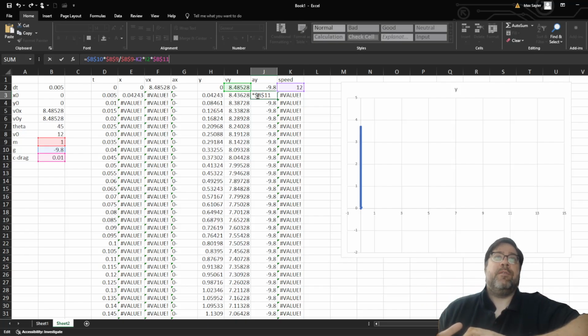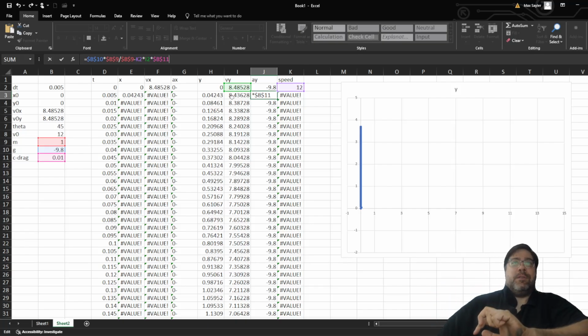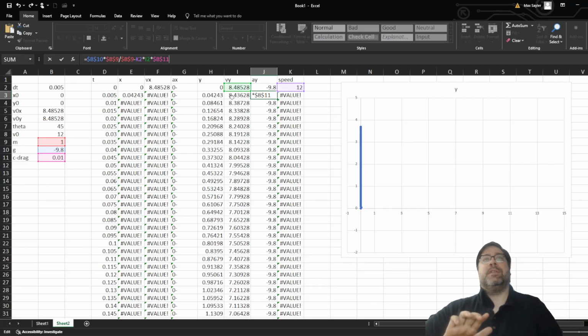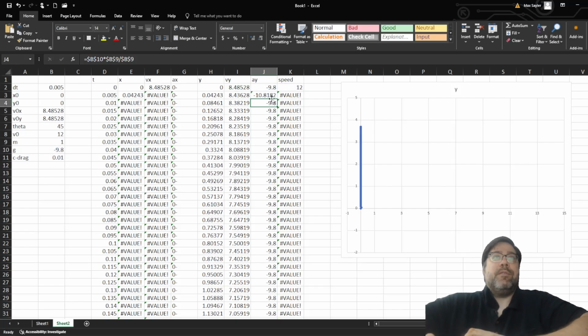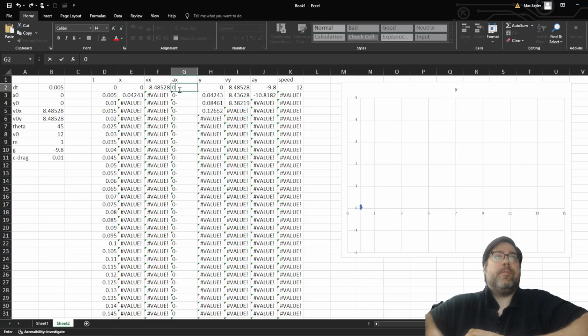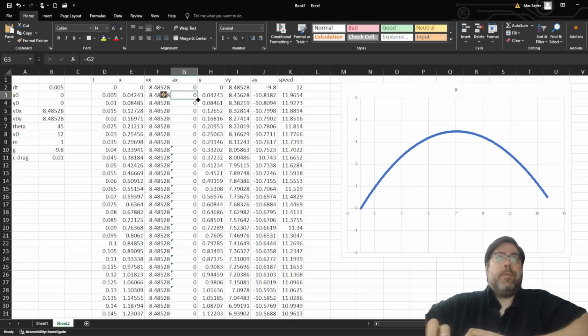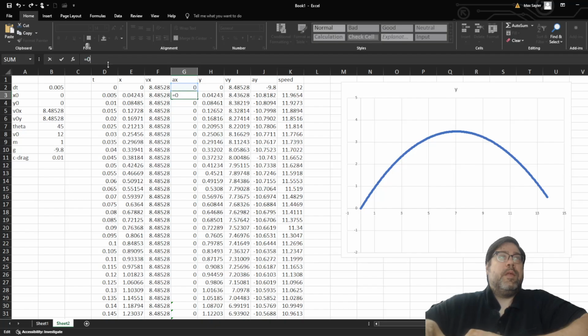You have to be a little bit careful in Excel. You don't want cells depending on one another, right? So you always want the cell below to depend on the cells above. And now, good, all right. And now the acceleration equals 0 minus the speed times the velocity times the coefficient of drag.